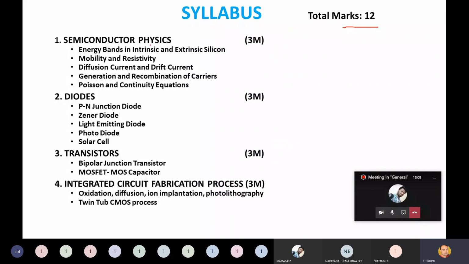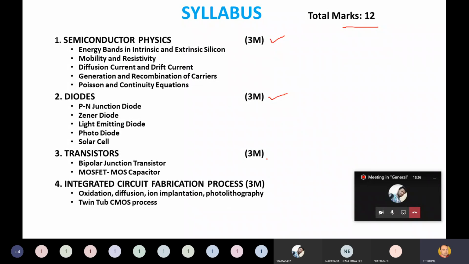Semiconductor physics is occupied by 3 marks, with topics like energy bands, mobility, diffusion, current density, generation and recombination, Poisson and continuity equations. The second topic is diodes. All diodes will appear here: PN junction, Zener, light emitting diode, photodiode, solar cell. It has been allotted 3 marks. So you'll be getting all these marks in the complete GATE examination.